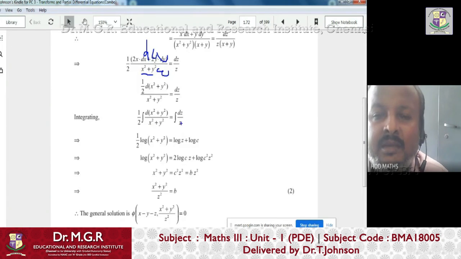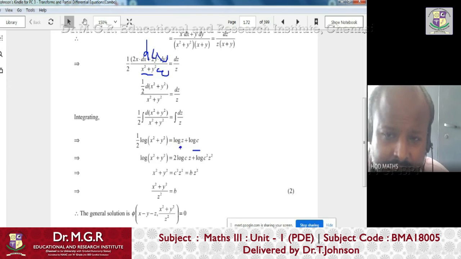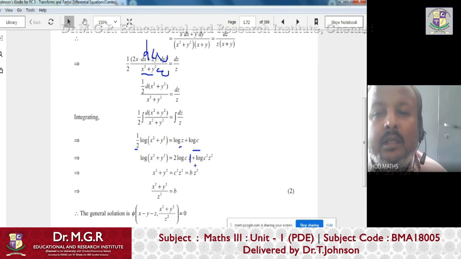Similarly, integral of 1 by z dz is log z, and they put the arbitrary constant also as log c, and they take this log z on the other side. Otherwise, they do one simple thing: they take this 2 on this side. So it becomes 2 log c. If you take 2 this side, this is 2 log c.